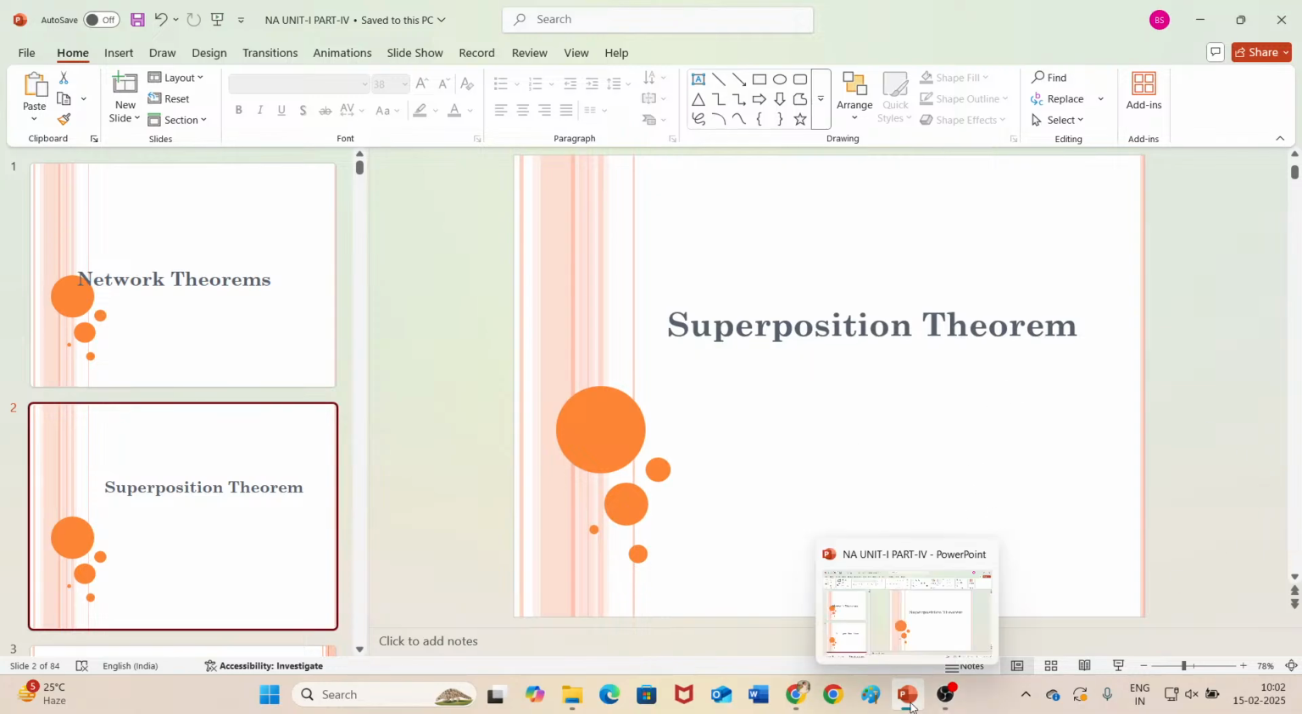So today we will discuss network theorems. That is, I will not discuss all theorems. I will discuss a few theorems in today's session. So let us start with the superposition theorem.